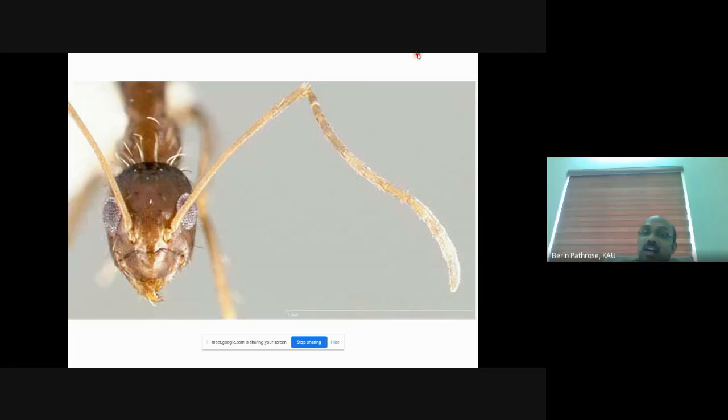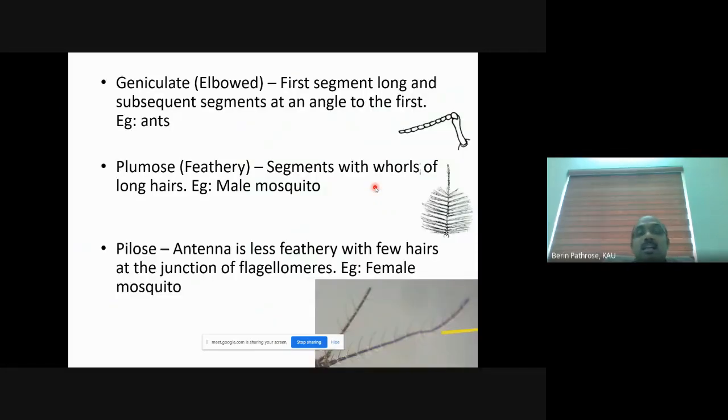It's not straight like this, which we have seen in the case of filiform or setaceous antenna. Scape is directed towards one side, and the flagellum is directed towards another side. It is at an angle to the scape. So that's why it is called elbowed, like how we bend our arm. See, this is the scape, this is the pedicel, and this is the flagellum. So the flagellum is at an angle with the scape. The first segment is long and subsequent segments are at an angle with the first, seen in ants. That is geniculate or elbowed antenna.